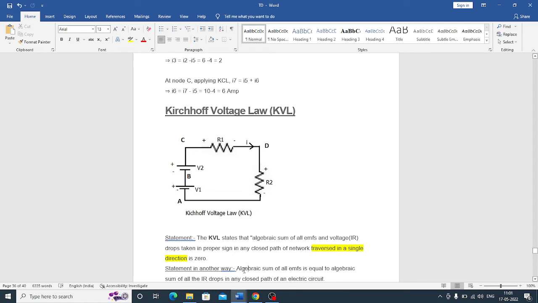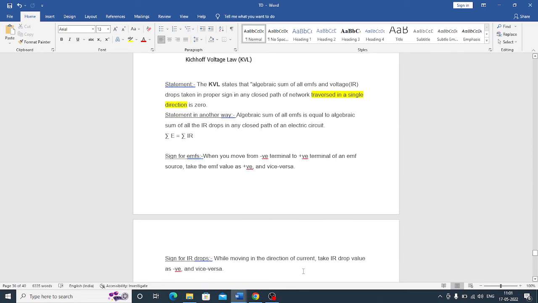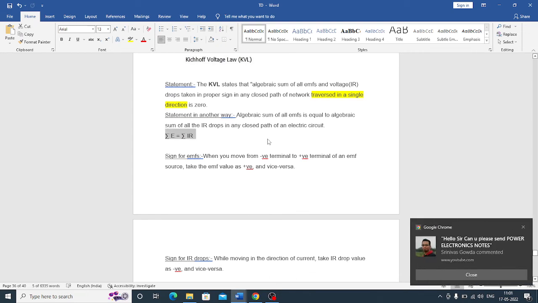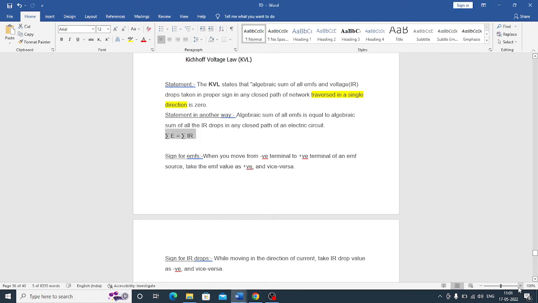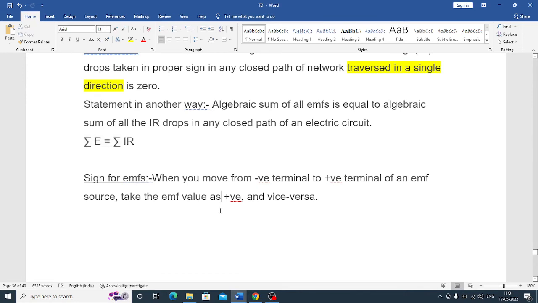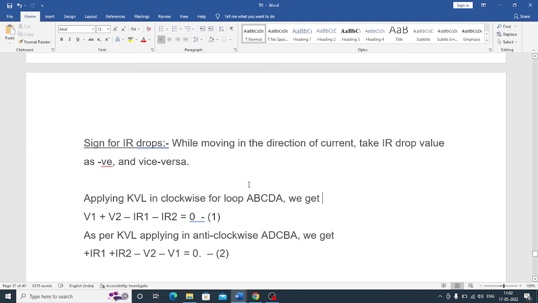You can also say in another way, the algebraic sum of all EMFs is equal to the algebraic sum of all IR drops. Sigma E is equal to sigma IR. Now, how should you take the sign? When you move from positive to negative terminals of an EMF, take the value as positive, else negative. Sign for IR drops: when you move in the direction of current, you take the value as negative. When you move against the direction of current, you take the value as positive. Because if you go in the direction of current, you are actually decreasing the voltage, as already explained in the class.